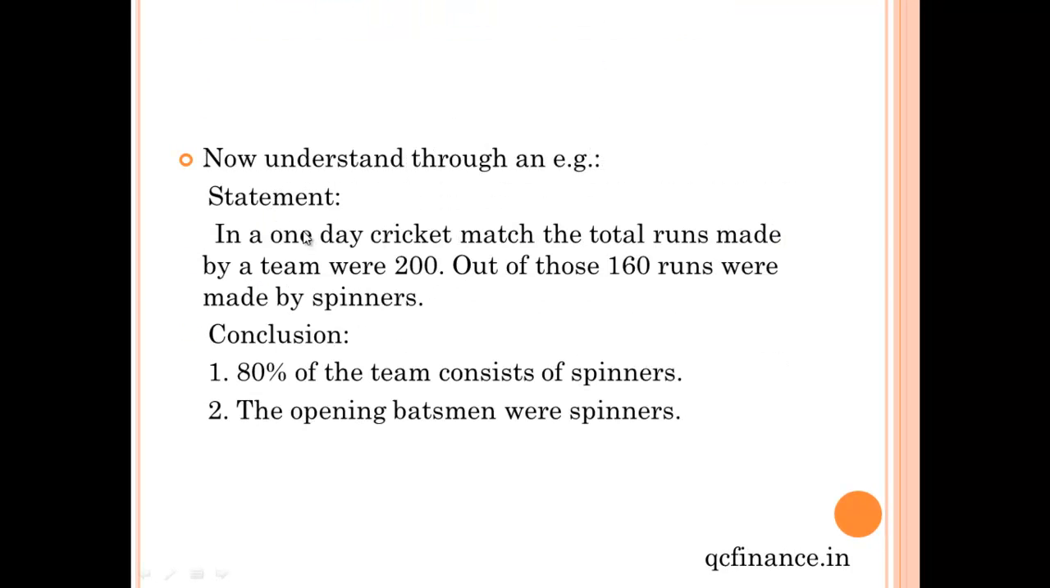Now here is an example. In a one-day cricket match, the total runs made by a team were 200. Out of those, 160 runs were made by spinners. So the conclusions can be: 80% of the team consists of spinners. The opening batsmen were spinners.